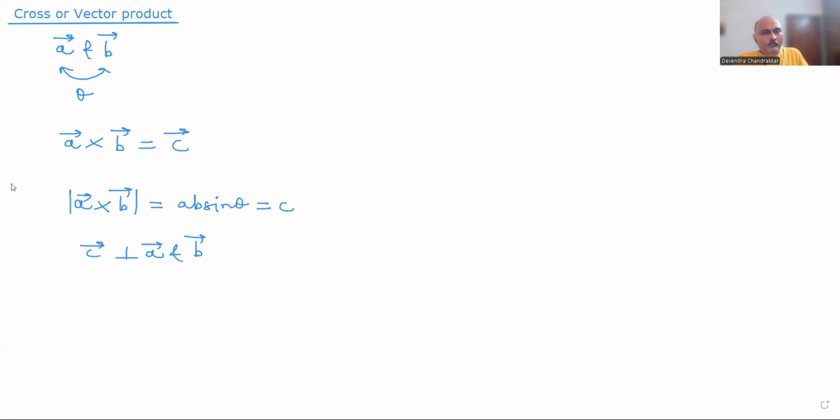And if we have vector A like this and vector B like this, and we want to do the cross product. This is vector A, this is vector B, and this is the angle between vector A and B. So A cross B is vector C.